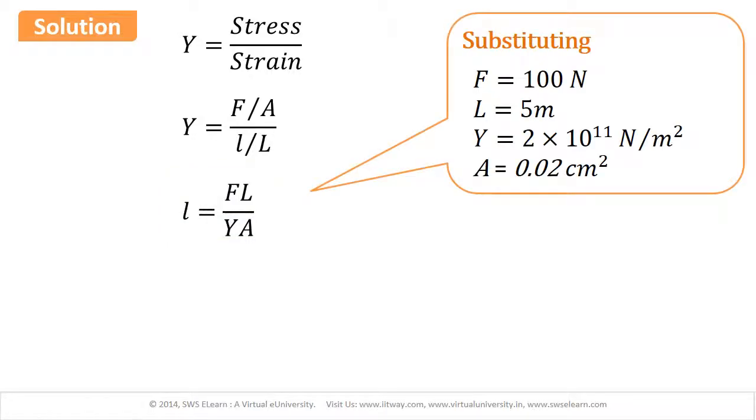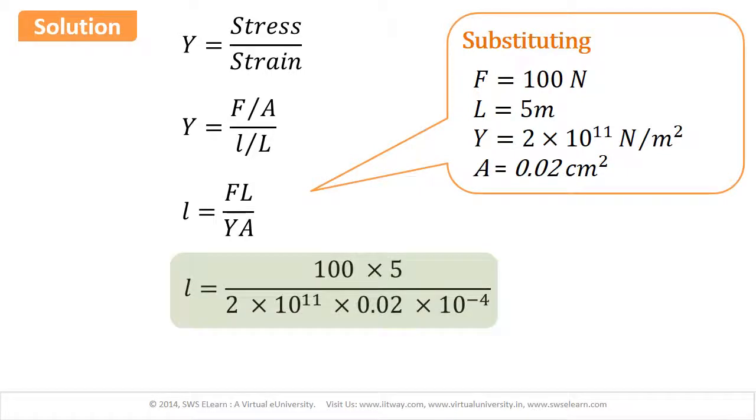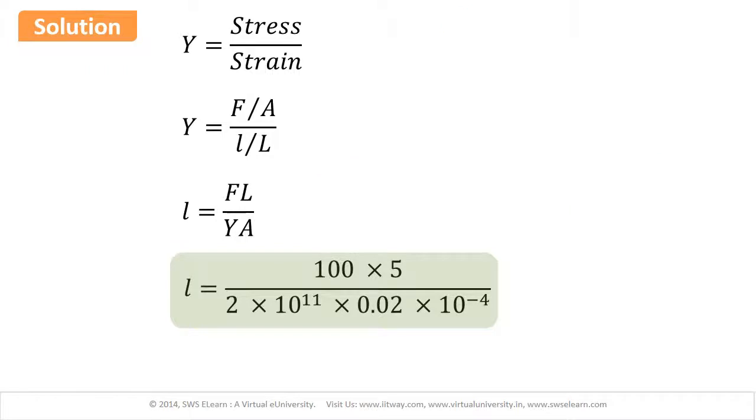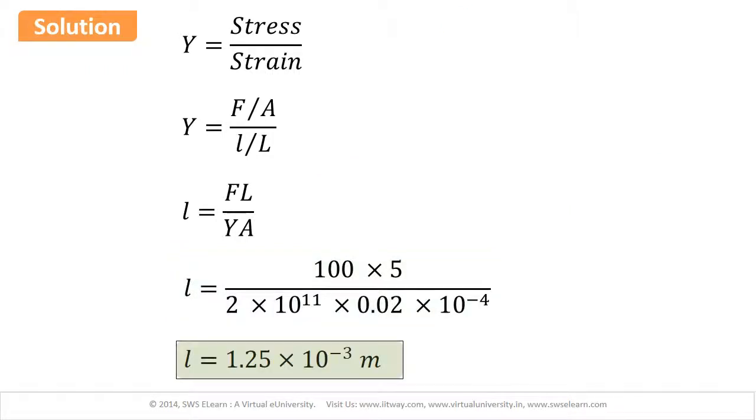Substituting the values of F, L, Y and A, we get extension small l equal to 100 into 5, the whole divided by 2 into 10 raised to 11 into 0.02 into 10 raised to minus 4, and solving this we get the extension of the wire as l equal to 1.25 into 10 raised to minus 3 meter. Thus, we have solved the problem and obtained the required value of extension of the wire.